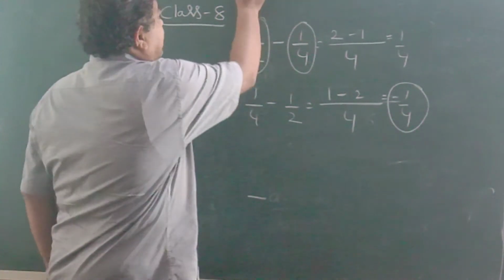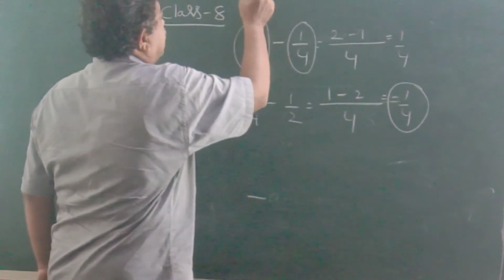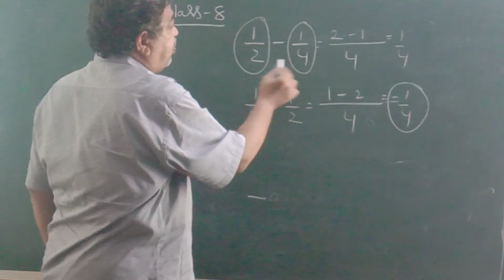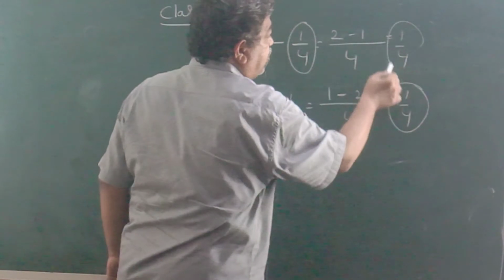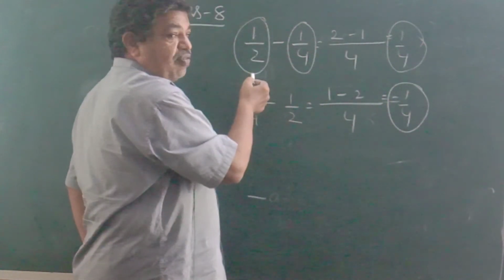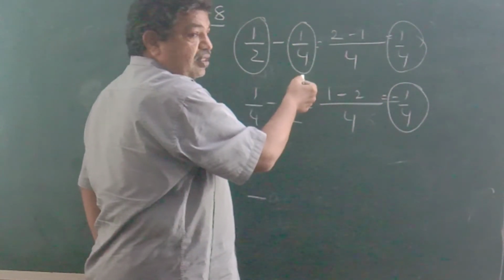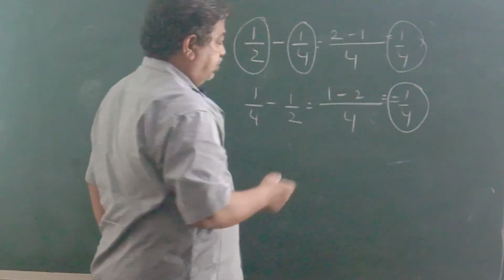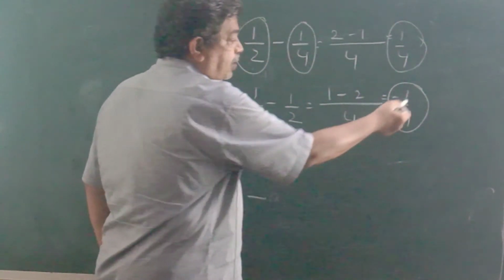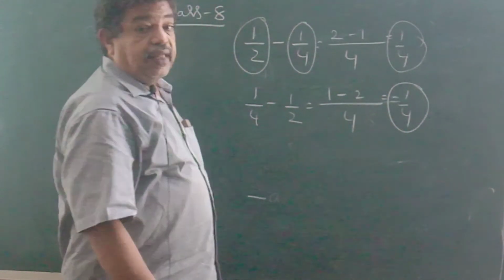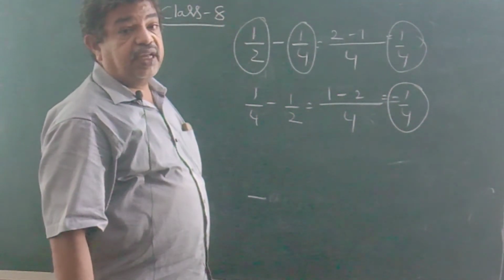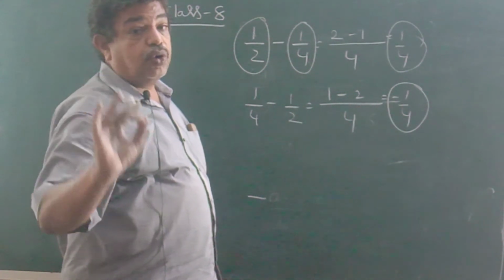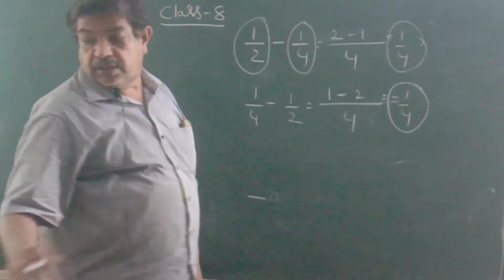That means if the numbers are in the form of p by q, the result of the difference of two numbers in the form of p by q must also be in the form of p by q. 1 by 2 is in the form of p by q. 1 by 4 is in the form of p by q. The difference of 1 by 2 and 1 by 4 is 1 by 4. 1 by 4 minus 1 by 2 is minus 1 by 4. The difference of two rational numbers is a rational number. Therefore, rational numbers have closure property under subtraction.